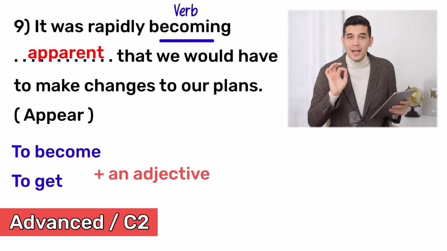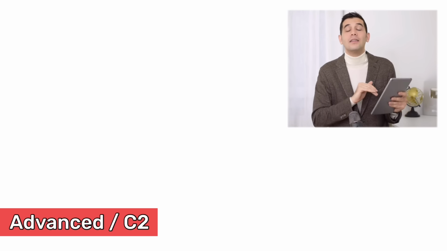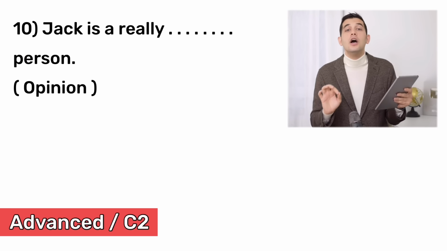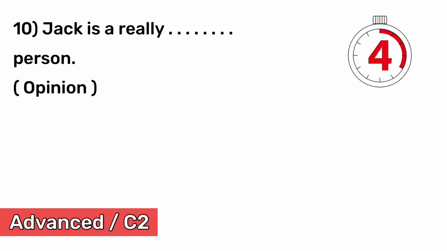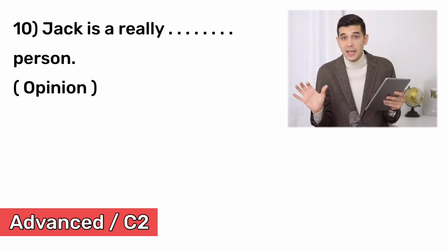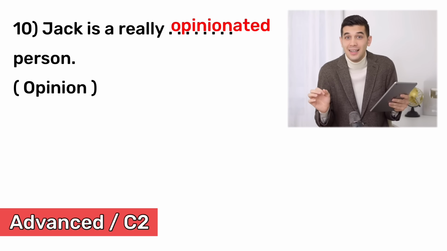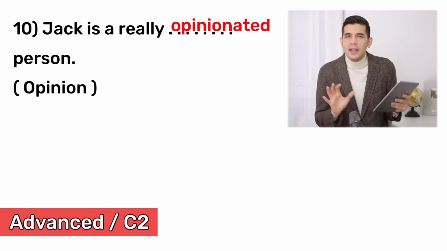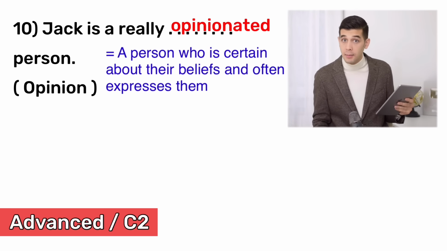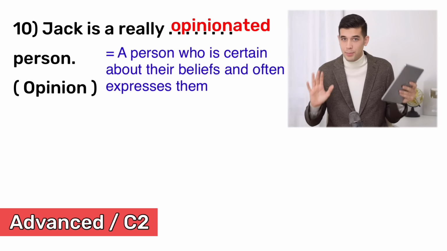And moving on to question number 10, the last question of C2 and the final question of the advanced test. Pay close attention to this one. Jack is a really person. And the word is opinion. Clearly, we need an adjective to describe Jack. What is the adjective of opinion? Opinionated. Opinionated. But what does it mean? An opinionated person is someone who is certain about their beliefs and often expresses them. So Jack is a really opinionated person.